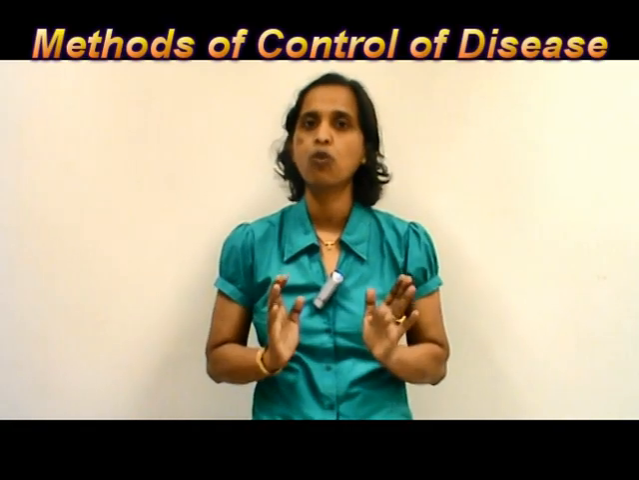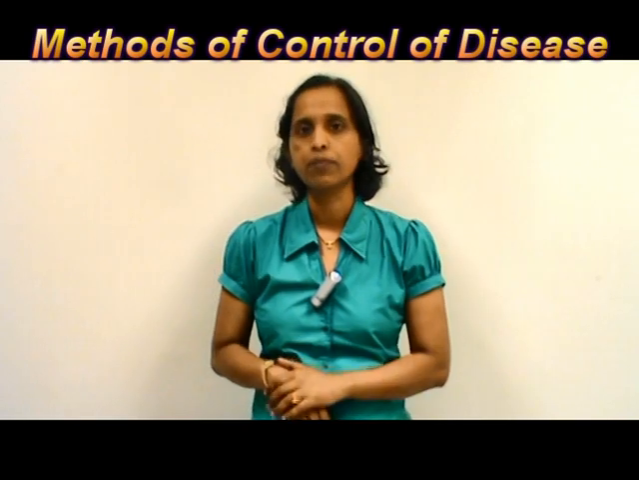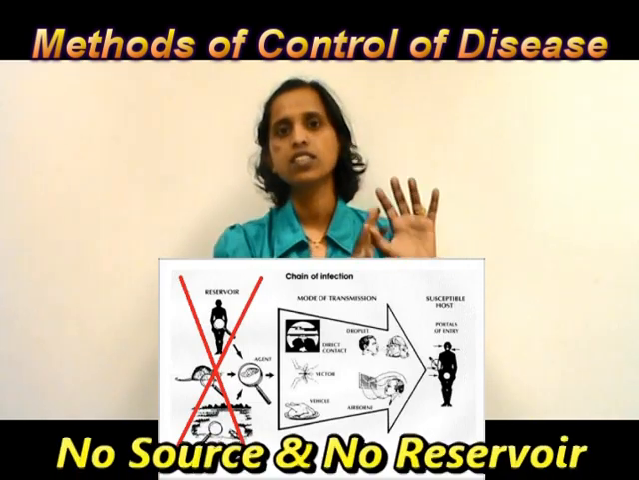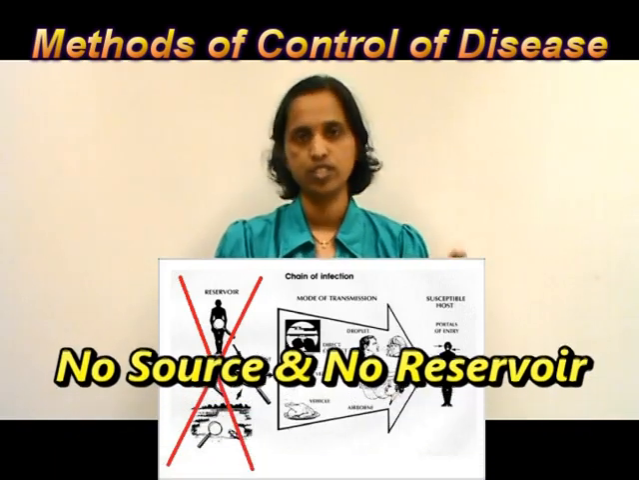Right. Now, how do we achieve control of a disease? There are various methods by which disease control can be achieved. And for different diseases, a combination of these methods is generally used. But an understanding of the chain of infection will help us understand what methods can be used for disease control. Let's begin. The first thing which we discussed in the chain of infection was the source or reservoir.